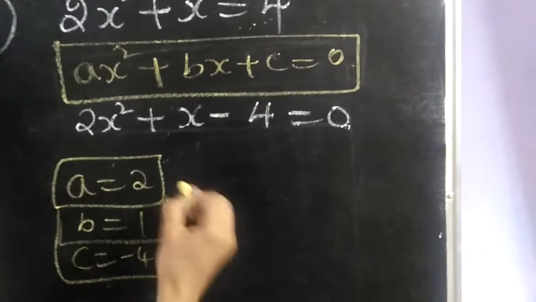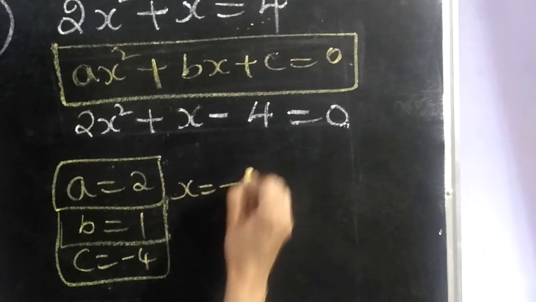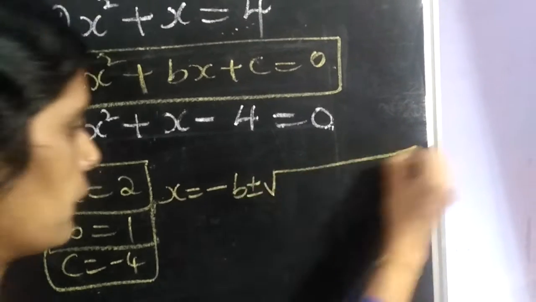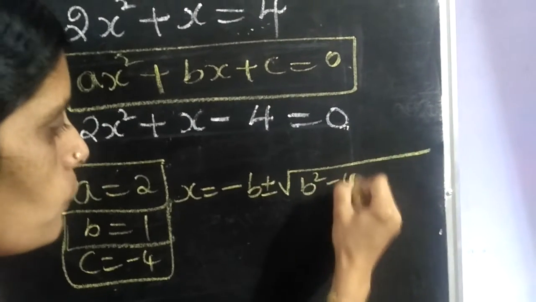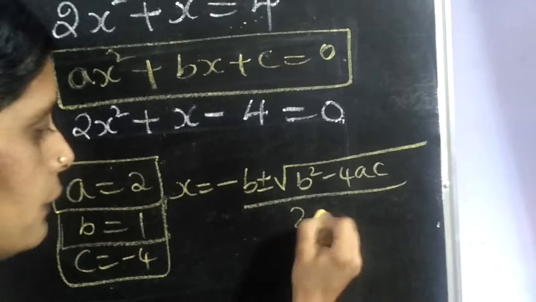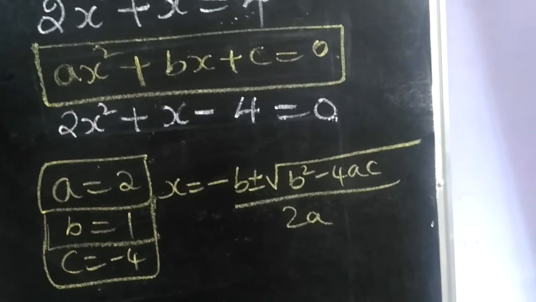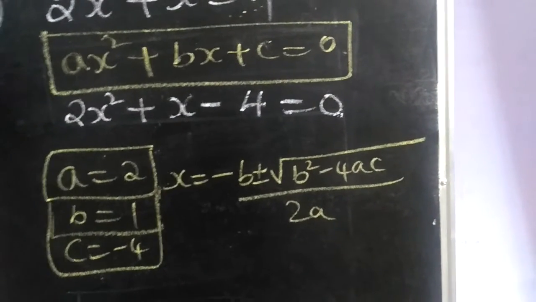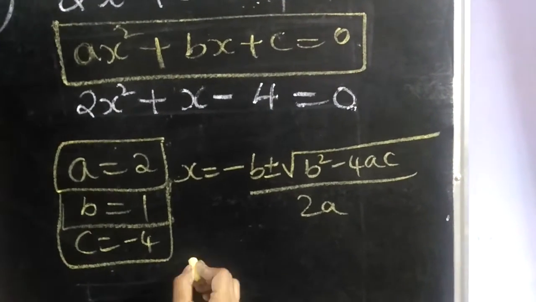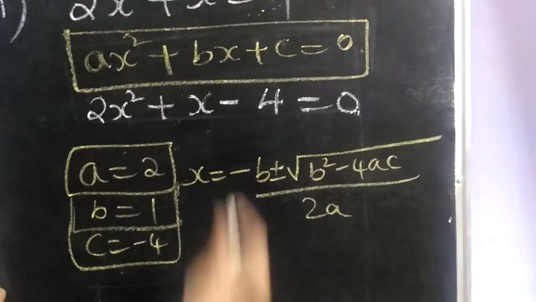So now write the formula. x is equal to minus b plus or minus square root of b square minus 4ac by 2a. Please learn this by heart. Once, twice, thrice, write and practice. Practice makes you perfect. So now come to the question.